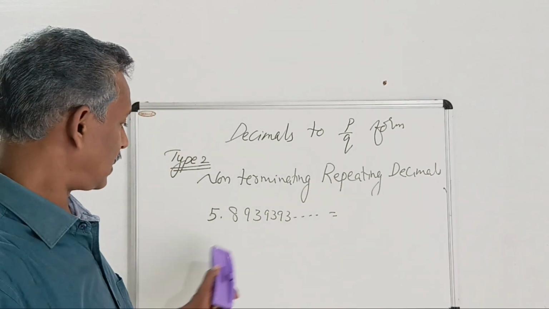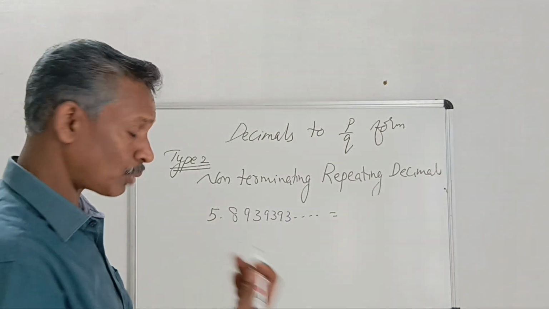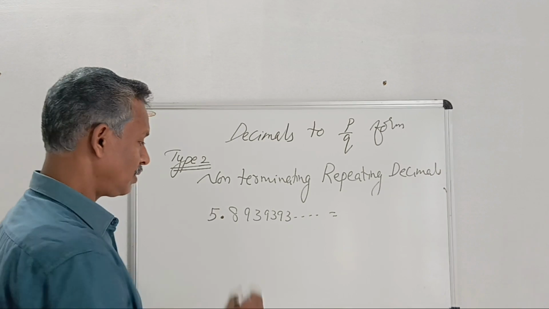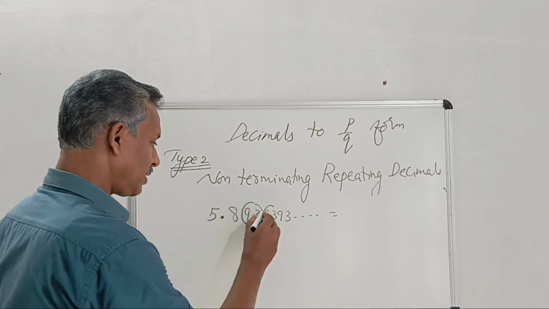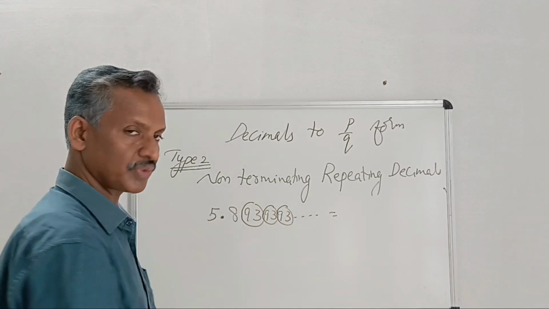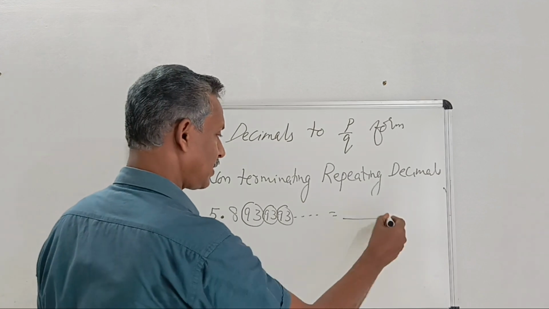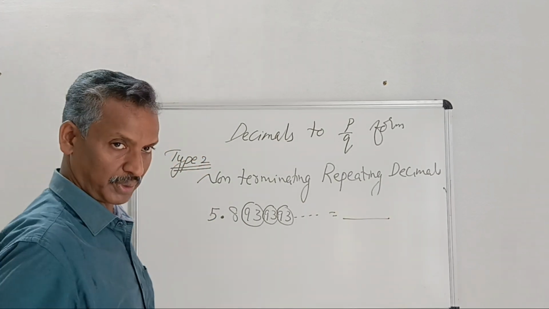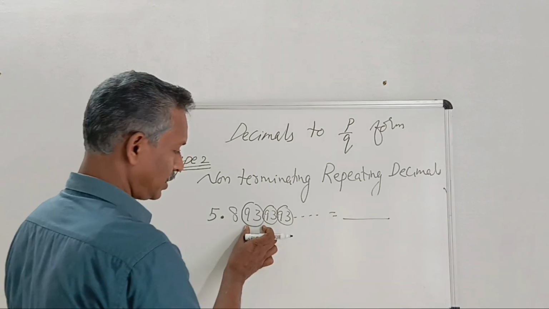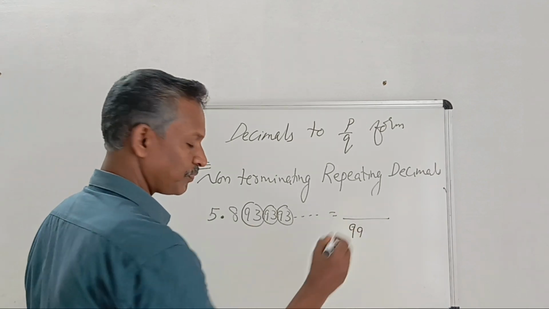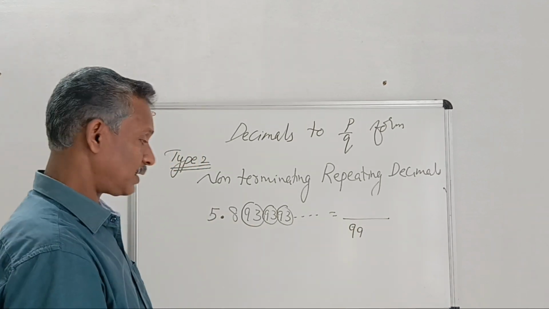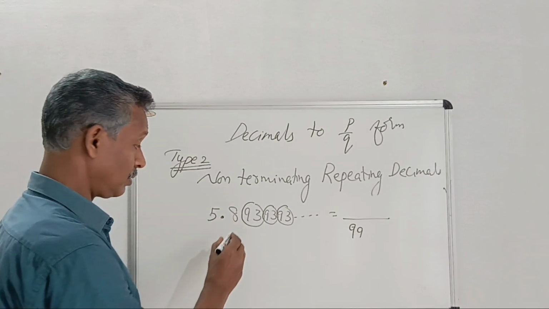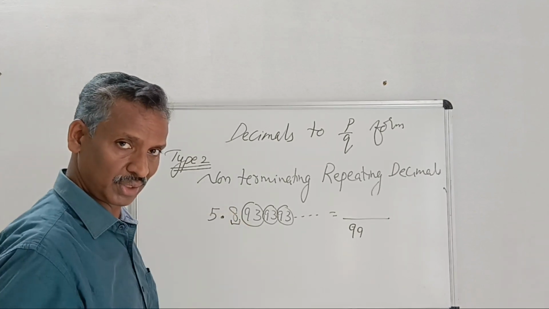If a question is like this, here is a problem. After the decimal, 8 is not repeated, the 93 or 9393 group is repeated. So what we have to do first, do the same as we explained earlier. How many digits are repeated? That you have to write. 2 digits, that means 99. And the next part is, after the decimal, how many digits are not repeating? One digit is not repeating.